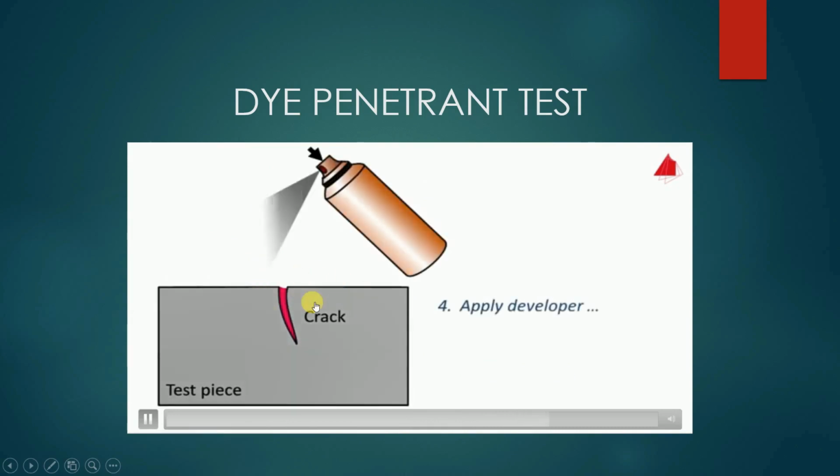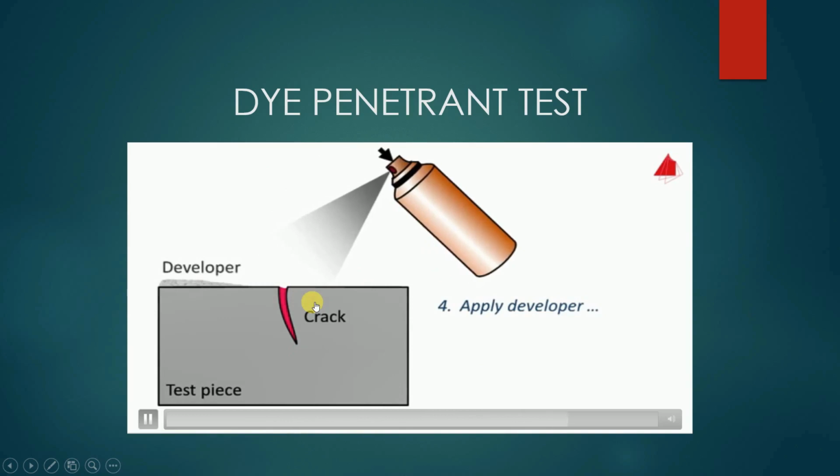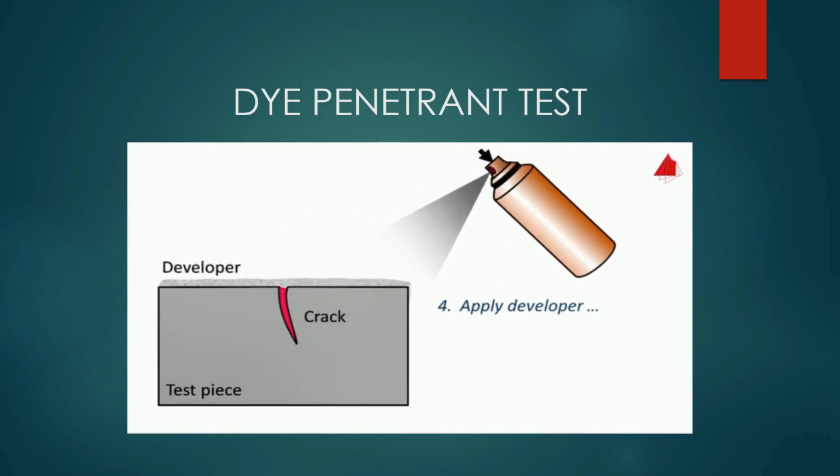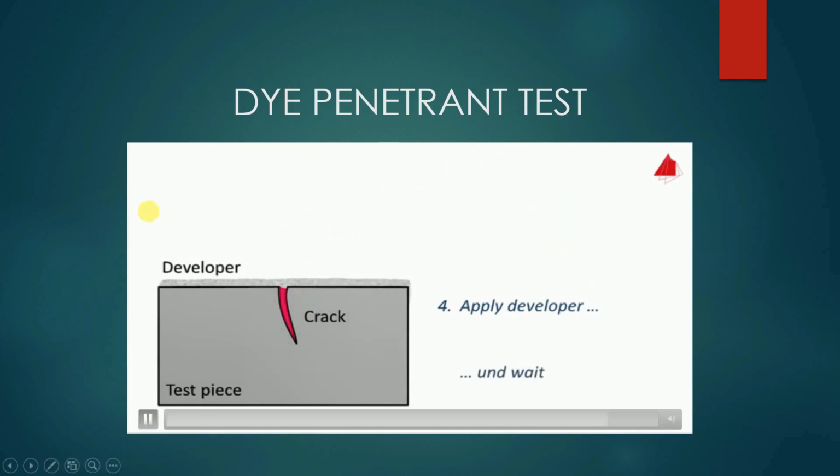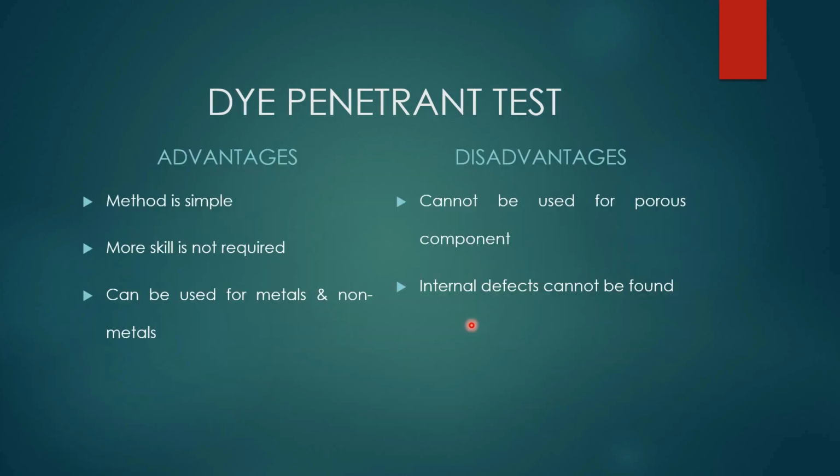Then developer will be used, which is of powder form or liquid form, having white color. After applying developer, we have to wait. So the developer will soak up this particular penetrant. So this will indicate to us that something is present over here, just like a crack, right? So this was the dye penetrant test.